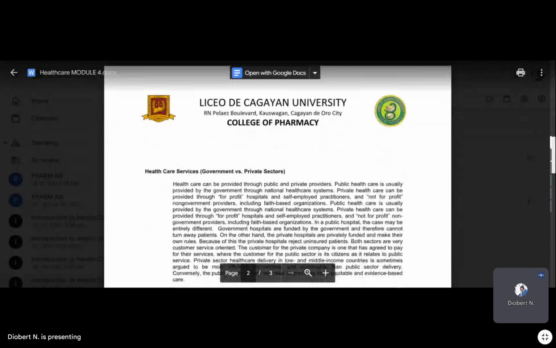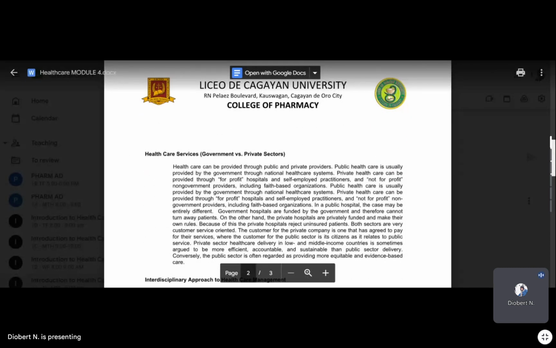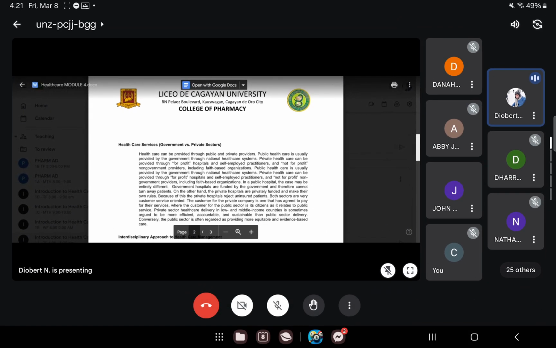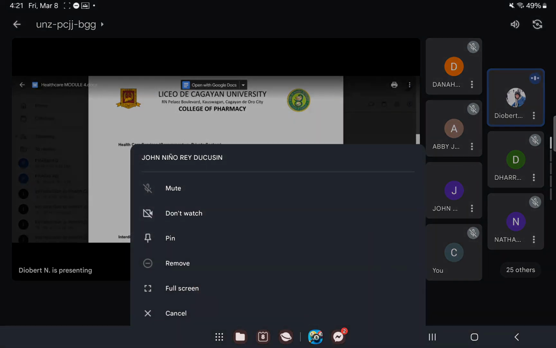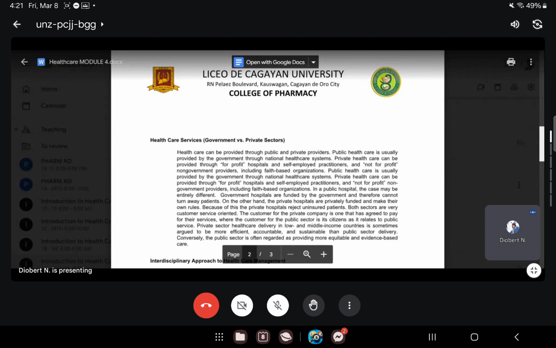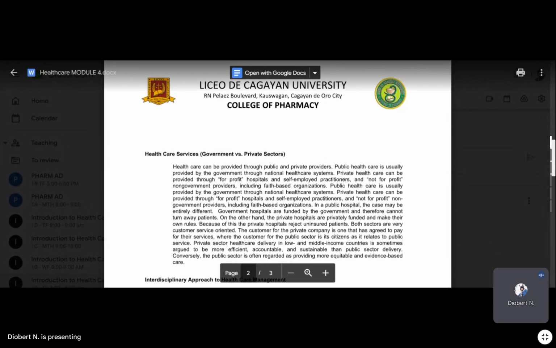Okay, now we have healthcare services, government versus private sectors. Gagarin, can you please read, Daryl? Okay, here guys we're going to differentiate now. We would like to find out what's the difference between the government hospital and the private hospital, or the government facility or the private sector facility. Government, funded by the government, and private, funded by a private citizen or a businessman.